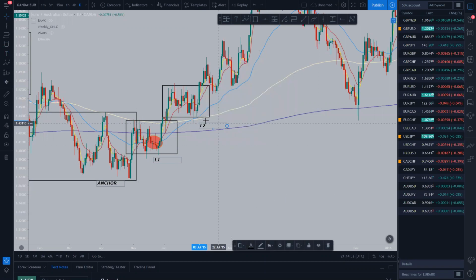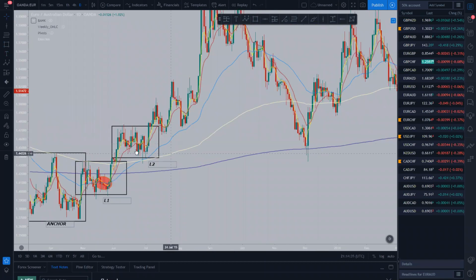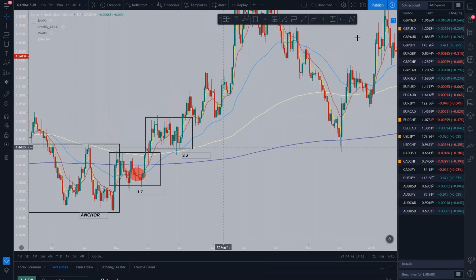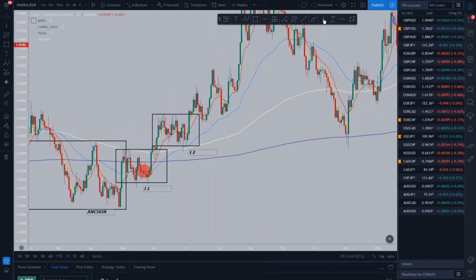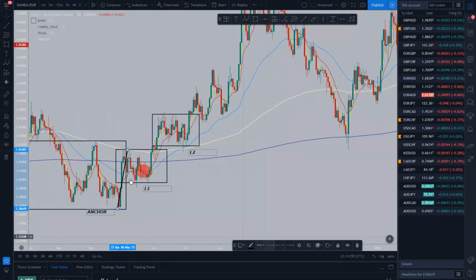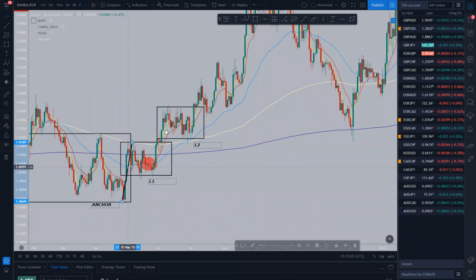Level 2 consolidation. Now I'm looking for level 3. It comes out of my box, and then it closes. Now, the question is this, I'm going to show you guys something because these moves are very important. It's called ADR, the average range. Approximately, level 1 should be around the same. It's not going to be exactly the same, but level 2 should be around the same length or distance as level 1, right?